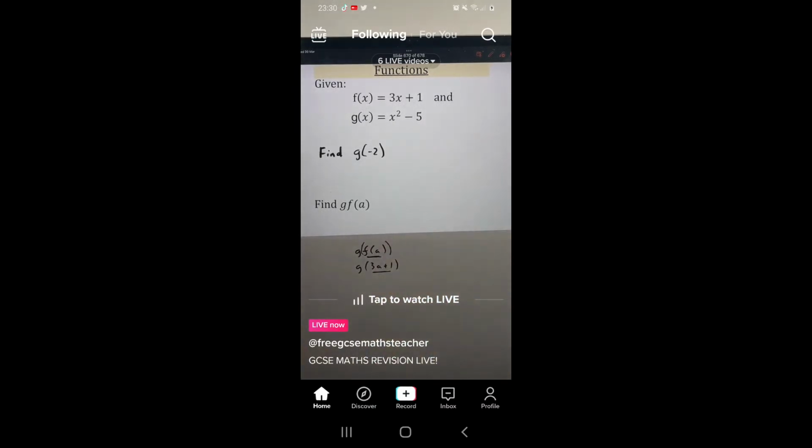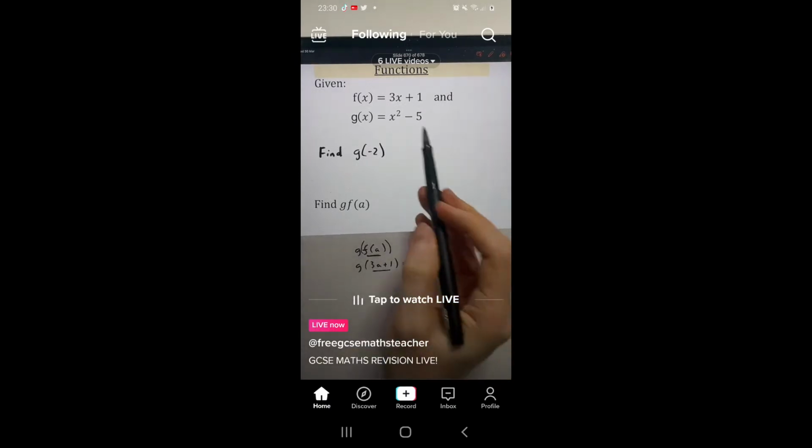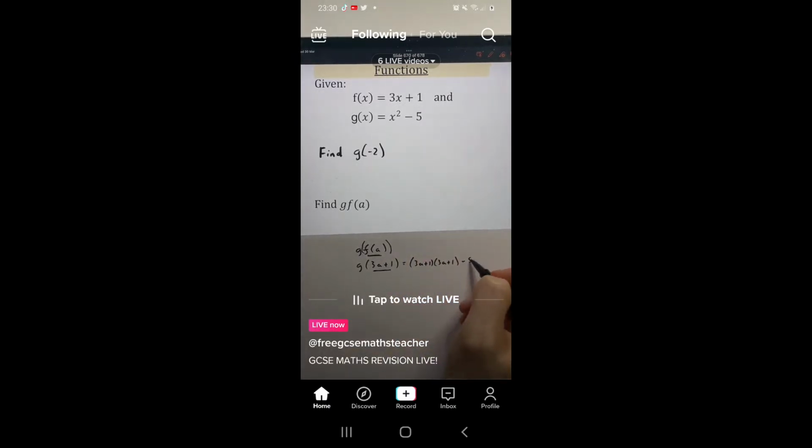So instead of saying x squared, we know x squared means x times itself. X is now 3a plus 1. So it's going to be 3a plus 1 multiplied by itself, which is 3a plus 1. And don't forget, I've still got my -5 on the end. I'm now going to expand my double brackets. So I'm going to expand these brackets here.